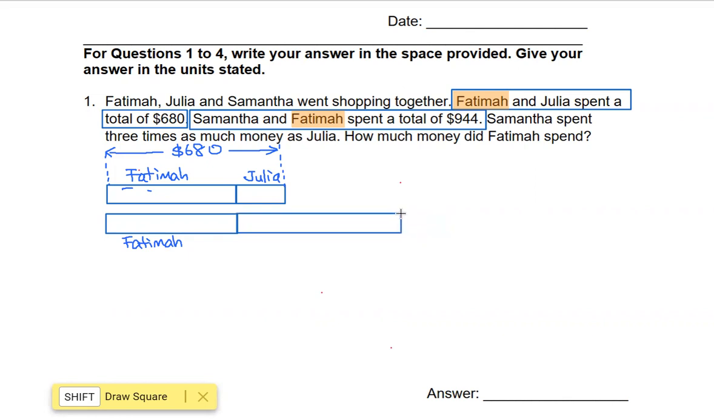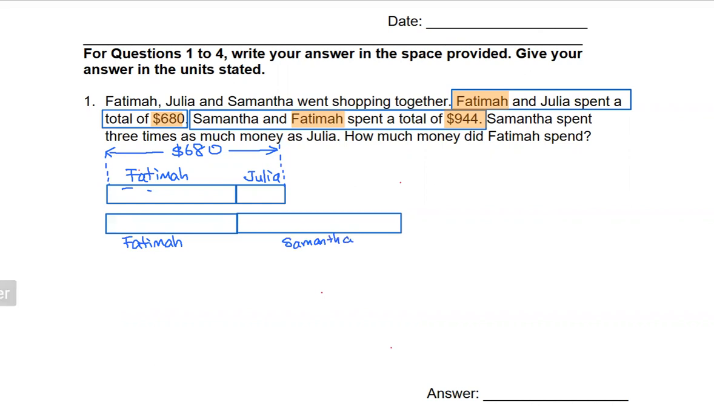Why should I draw it as a longer model than Julia? Because when Fatima pairs up with Julia, they only spend 680. But when Fatima pairs up with Samantha, they spend more money. So which means that Samantha must have spent more money. All right, so I'm going to draw a longer model for Samantha. But how much longer? Do I know how much longer?